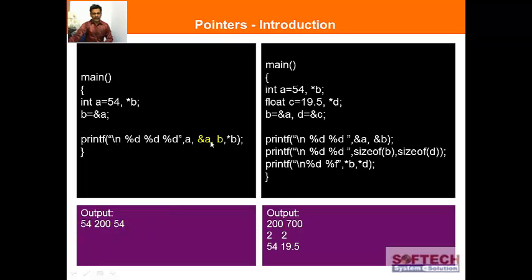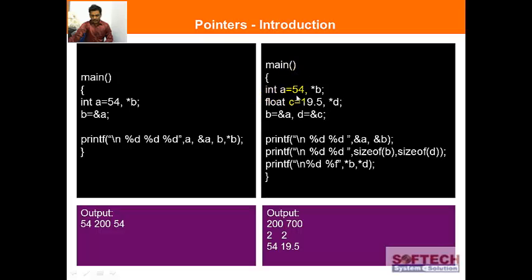It is a typing error. Here we give 4 variables, so we need to put 4 percent d. So it displays 4 values. The first one is 54. The next one is the address of a. As per our example, the address is 200. Then here we put b. B holds the address of a, so the address is 200. Then star b, the value at the address. That is value at b, 200. So the values are 54, 200, 200, 54.